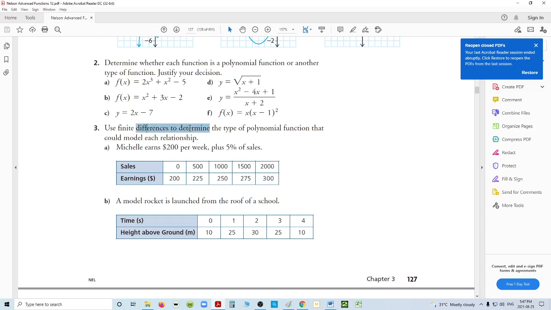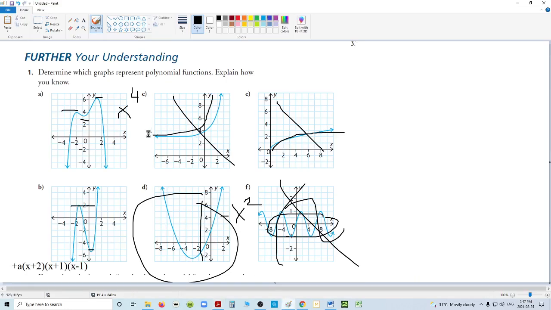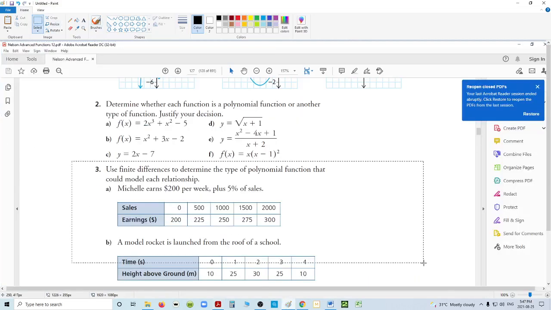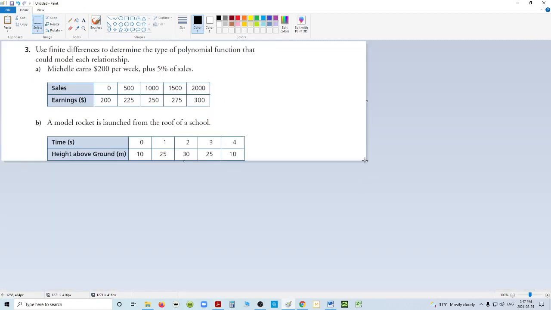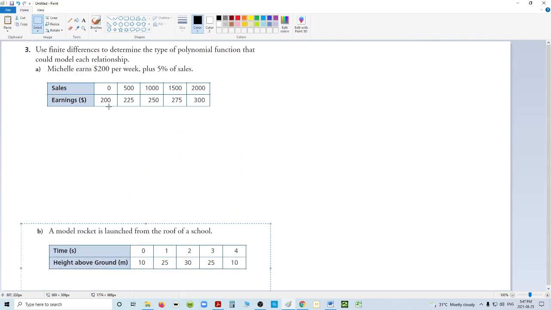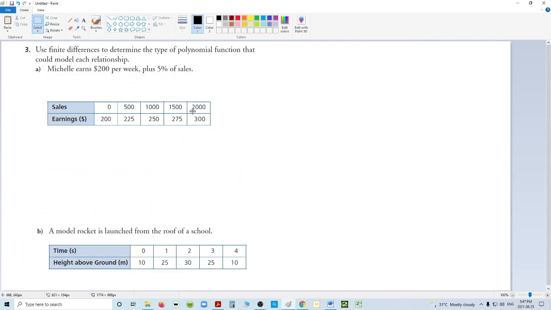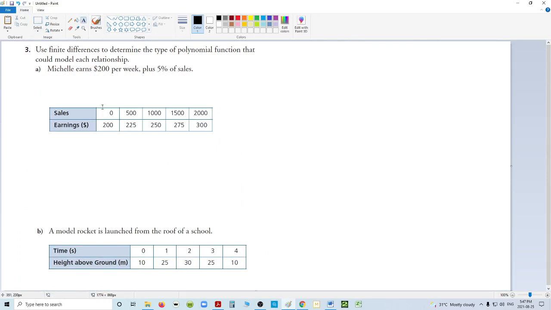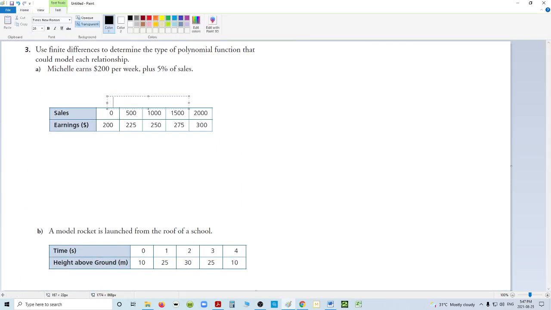Use finite differences to determine the type of polynomial functions that could model each relationship. So finite differences is a very useful skill. It helps if those tables are on the side instead of the way they are. But it also helps if your x values go up by the same amount each time. And I want you to keep that in mind. So sure enough, these x values are going up by plus 500 each time. So that's fine. Let's look at how these y values are going up.